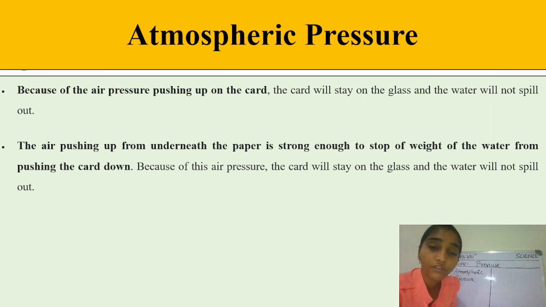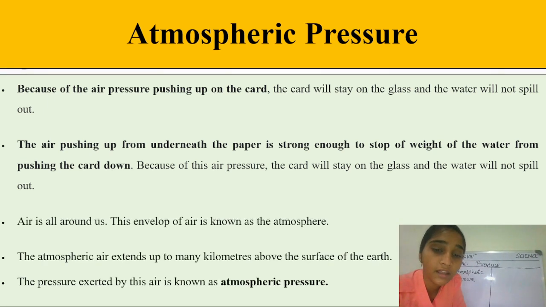Also, because of the air pressure, the card will stay on the glass and the water will not spill, because air also, students, exerts pressure. Air is all around us. We know how the envelope of air is forming the atmosphere. So students, this atmospheric air extends many kilometers above the surface of the earth, right? And the pressure exerted by this air is known as the atmospheric pressure. So I hope you are clear with this. What is atmospheric pressure? How is the air exerting pressure, right?